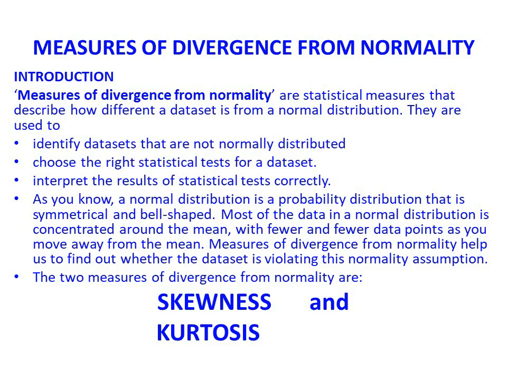As you know, a normal distribution is a probability distribution that is symmetrical and bell-shaped. Most of the data in a normal distribution is concentrated around the mean, with fewer and fewer data points as you move away from the mean. Measures of divergence from normality help us to find out whether the dataset is violating this normality assumption. The two measures of divergence from normality are skewness and kurtosis.